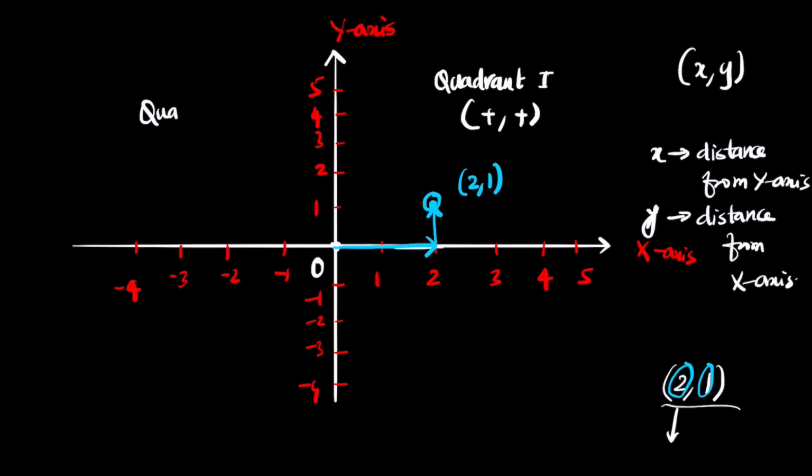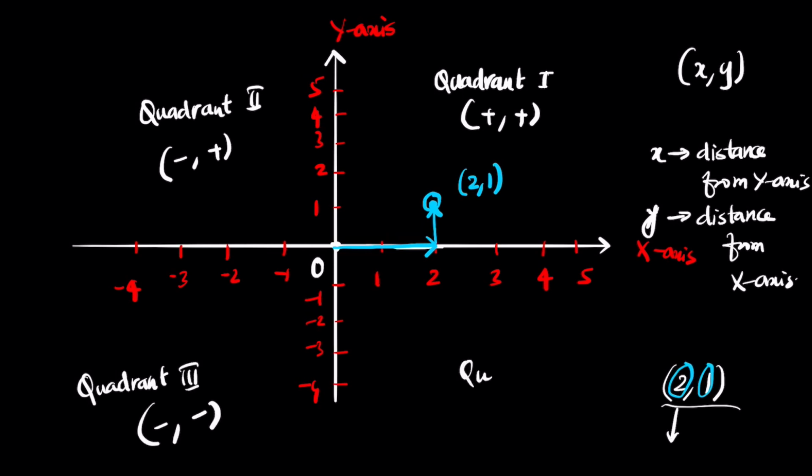In quadrant 2, x values are negative and the y values are positive. In quadrant 3, both x and y values are negative, and in quadrant 4, the x value is positive and the y value is negative. So just by noticing the signs of x and y, we can tell the quadrant in which the point lies. Remember the term ordered pair. The ordered pair is the one that you end up using a lot.